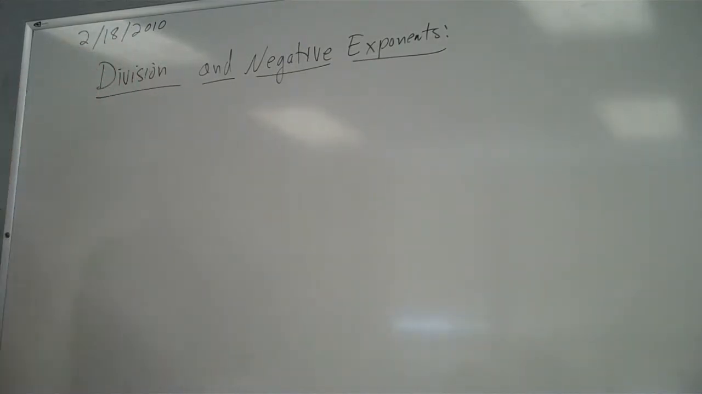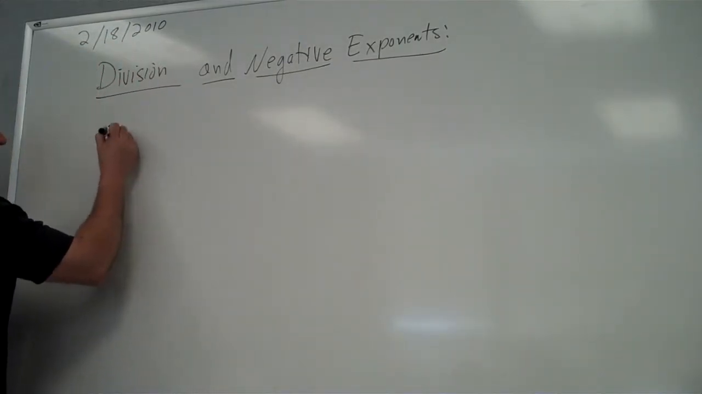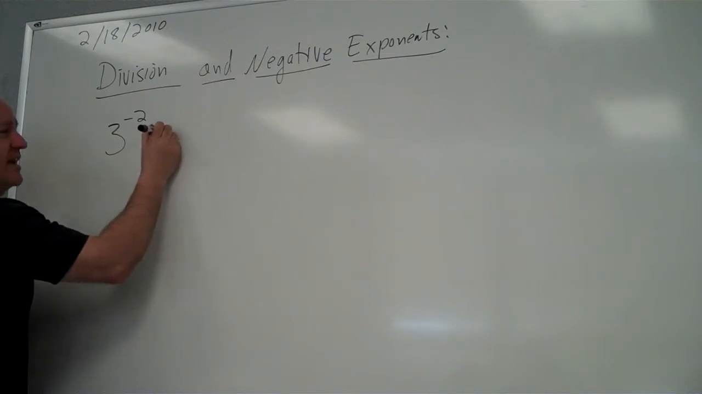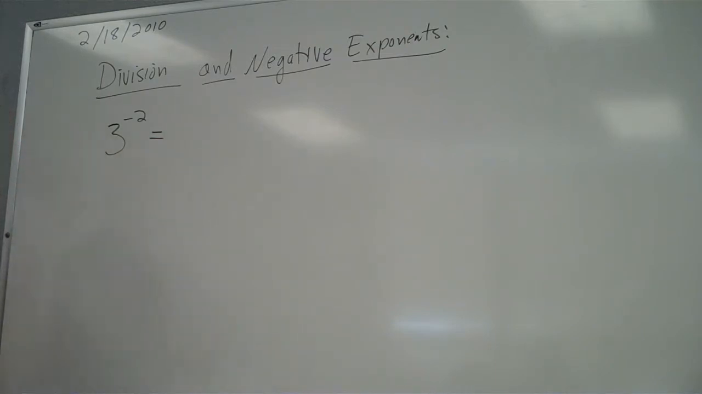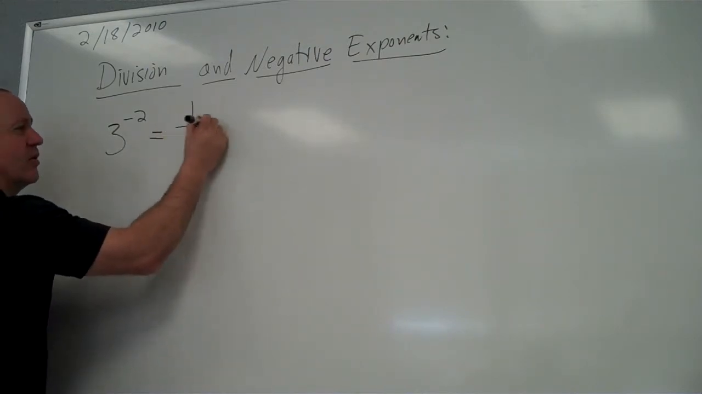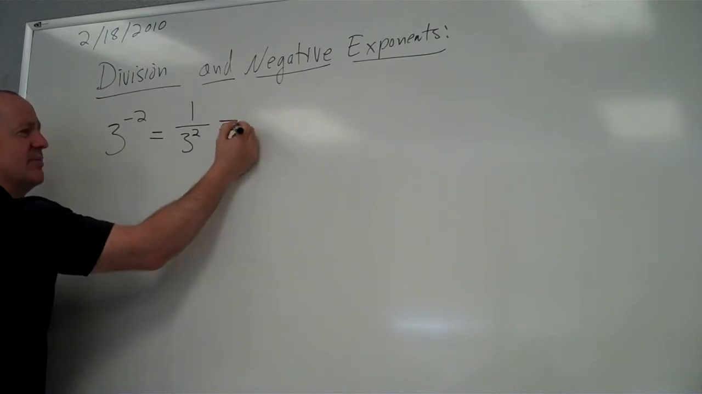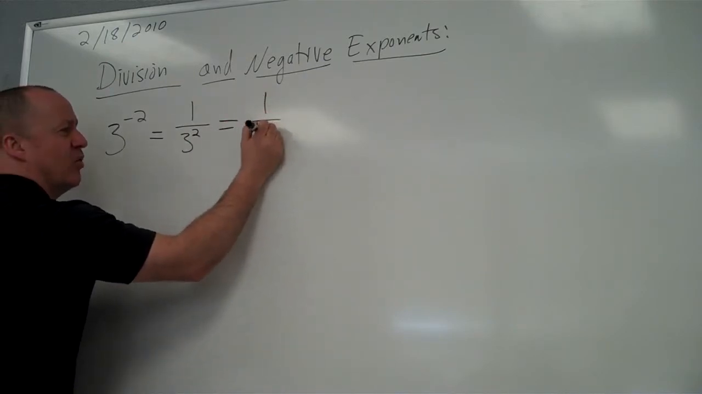If I just say, what is 3 to the negative 2 power? Second power. 3 to the negative 2nd power. What this means is, flip it into a fraction. 1 over 3 to the positive 2. And that's a reasonable one that I expect you guys to know. That is 1 over 9.